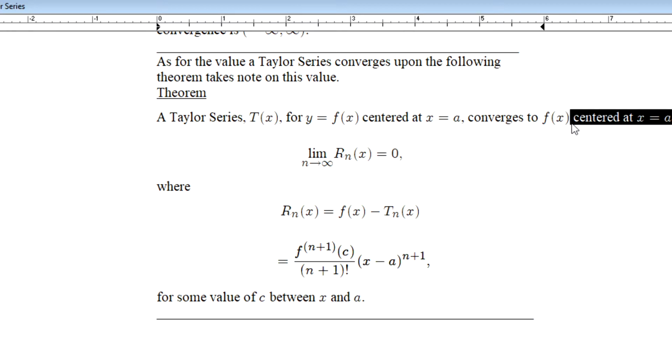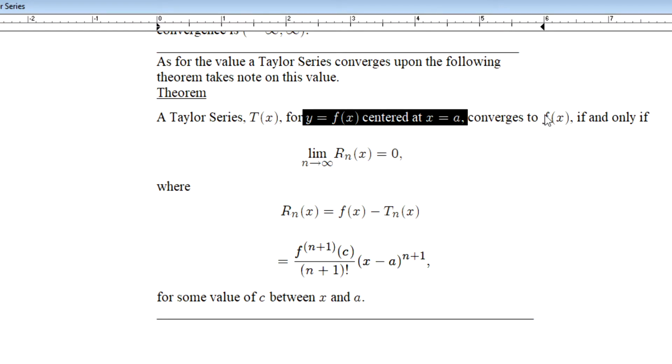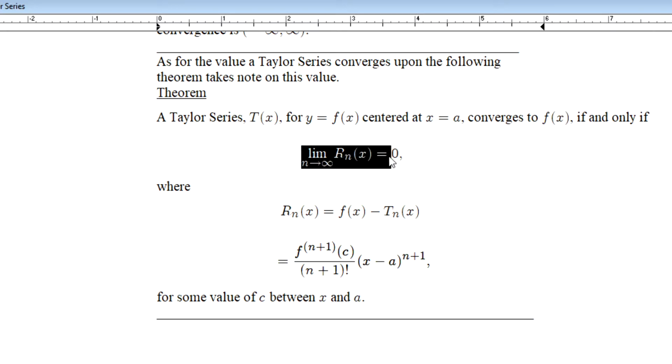Actually, this is what it's pointing to: that y equals f of x. The Taylor series for y equals f of x centered at x equals a can actually be said to be equal to f of x, is what we're saying here, if the limit of this remainder is equal to 0.